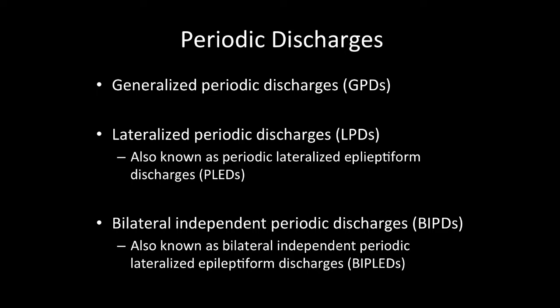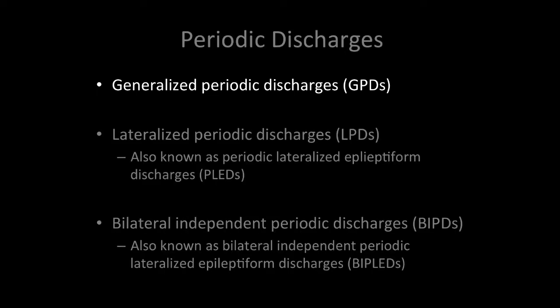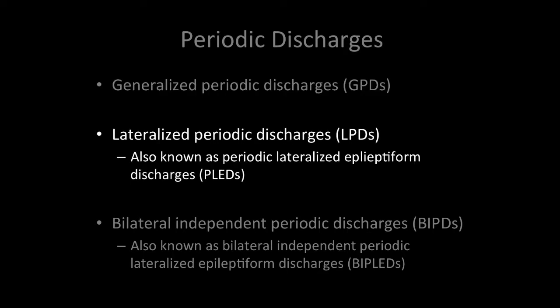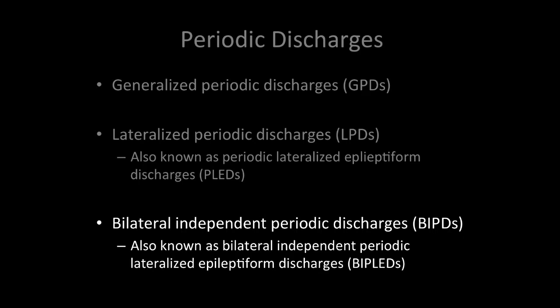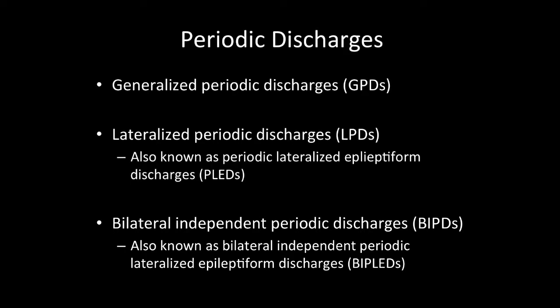There are several different types of periodic discharges. There are generalized periodic discharges, which involve both hemispheres simultaneously. There are lateralized periodic discharges, which are also known as periodic lateralized epileptiform discharges or PLEDs. And there are bilateral independent periodic discharges, also known as bilateral independent periodic lateralized epileptiform discharges or BIPLEDs. We will review examples of all three of these types of periodic discharges, and we'll also review the relationship between these discharges and clinical disease.